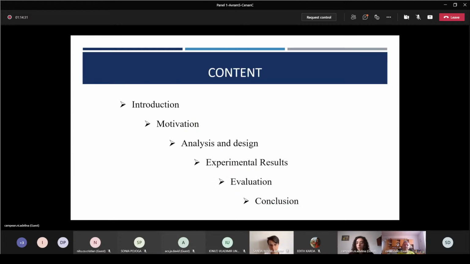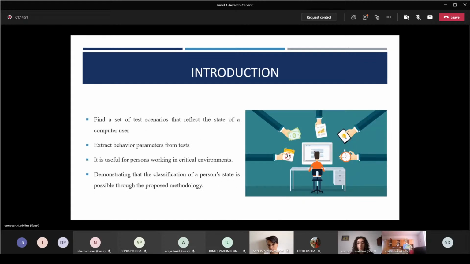In the following, I will present the field in which this article falls, the reason why I chose this topic, and after that I will continue with how the application was implemented in the analysis and design part, then what are the experimental results obtained, how they were evaluated, and finally I will end with the conclusions.